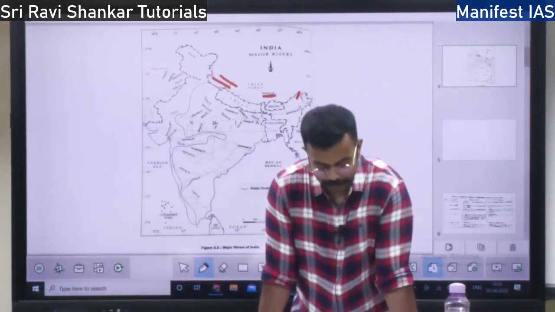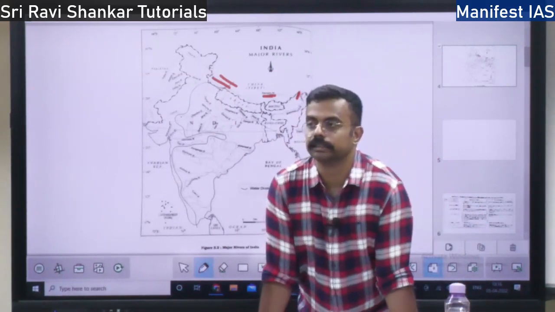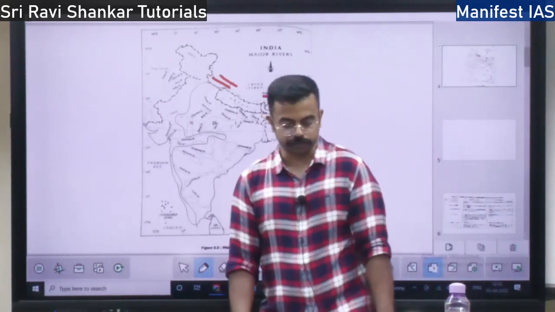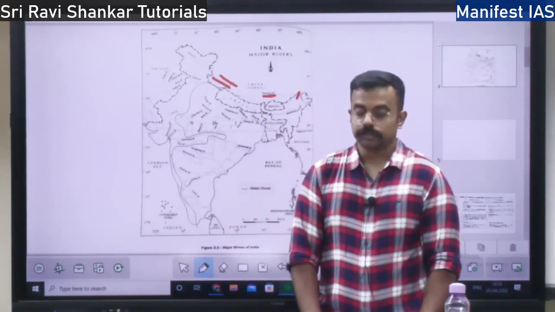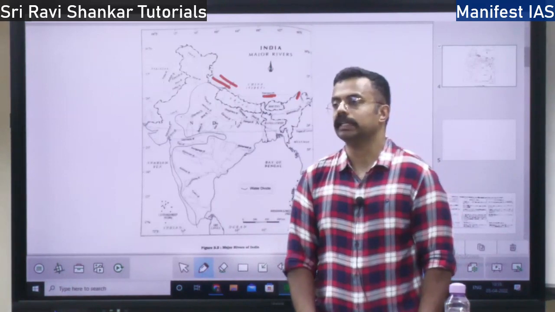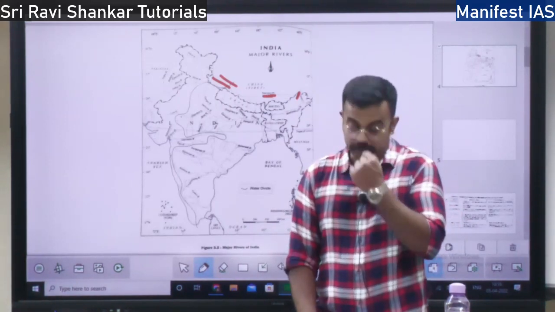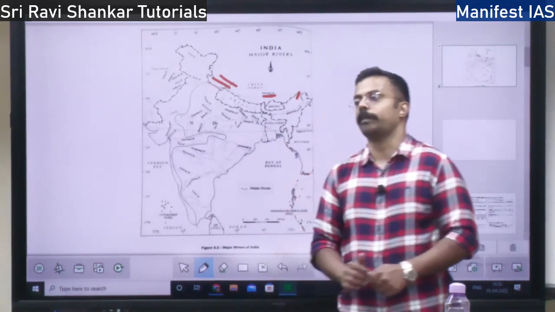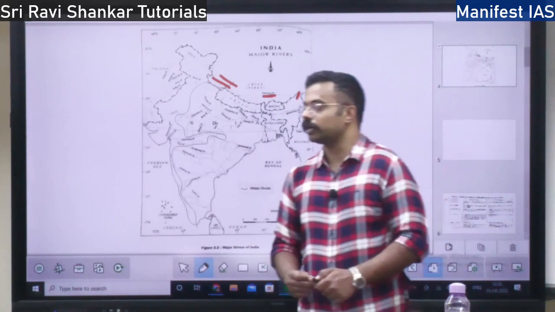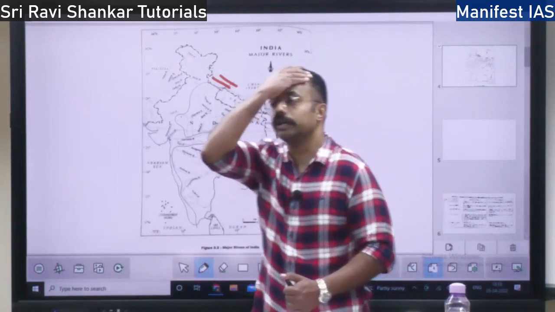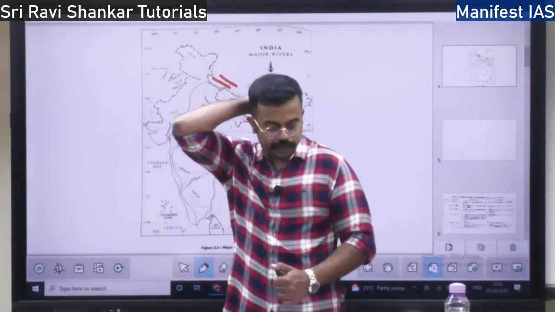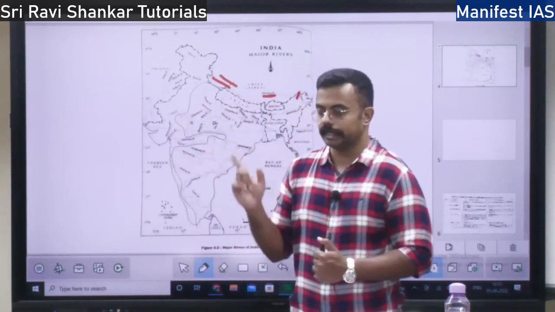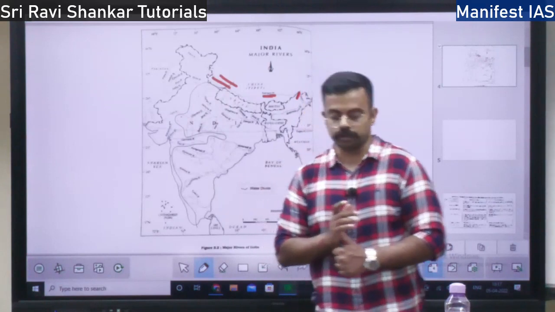So what are the right bank tributaries? That is rivers joining from the right side. You have the Subansiri. Subansiri river joins from the right side. This river flows through the Assam region, and is also known for causing a lot of floods. For example, it flows through Kaziranga National Park. What is Kaziranga famous for? Kaziranga is famous for the one-horned rhinoceros, right? So there it causes a lot of floods. The entire Brahmaputra is known for causing a lot of floods.